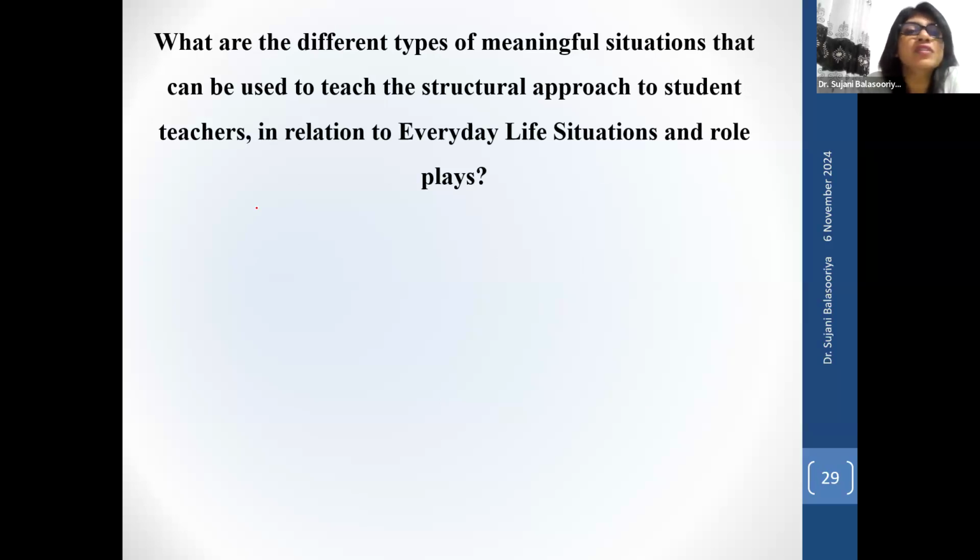Different types of meaningful situations. What are the meaningful situations that we can use to teach the structural approach, not to the learners whom you find in school, but to student teachers? Especially talking about everyday life situations and role plays. Can you guess some meaningful situations? By the way, I don't want to spend a long time here. I need you to think about this. Focus your attention and get the idea.